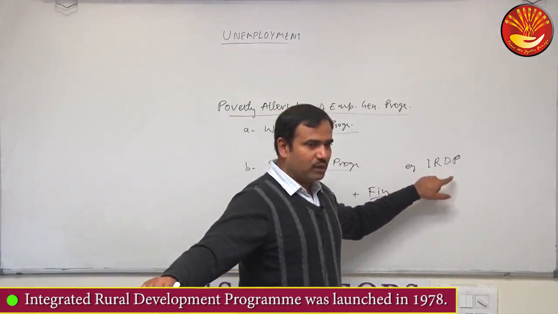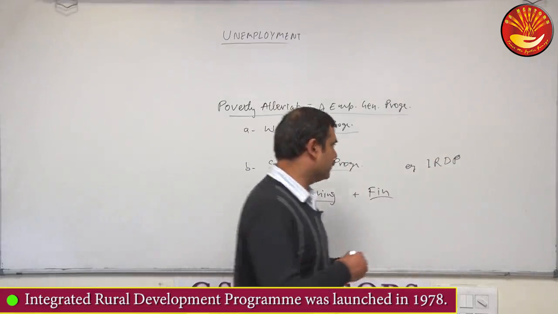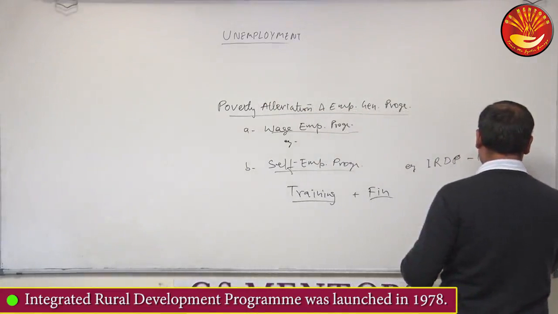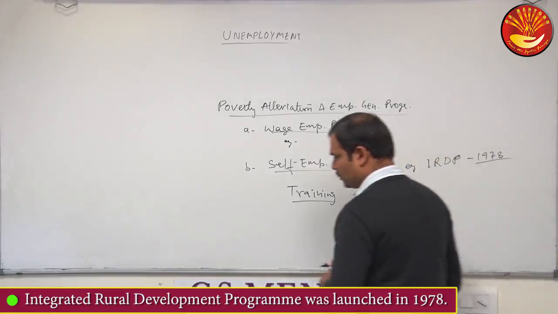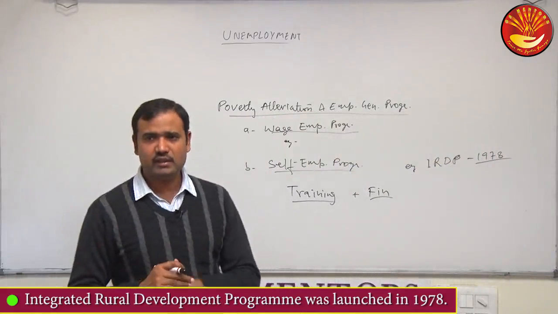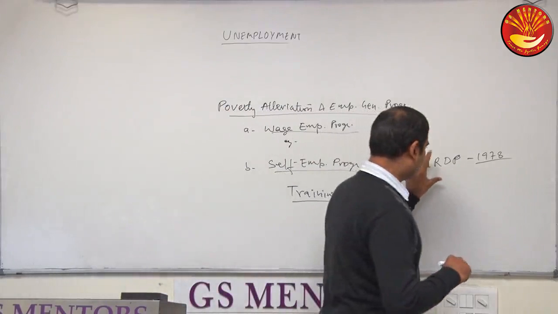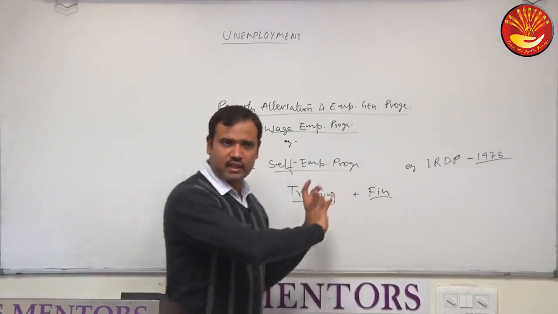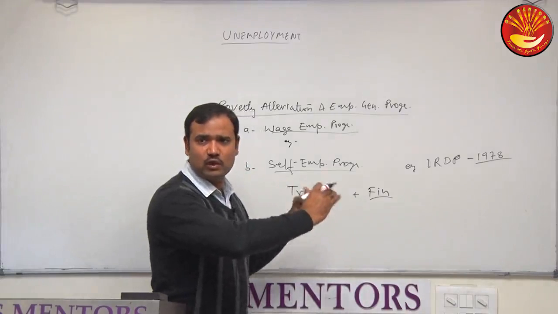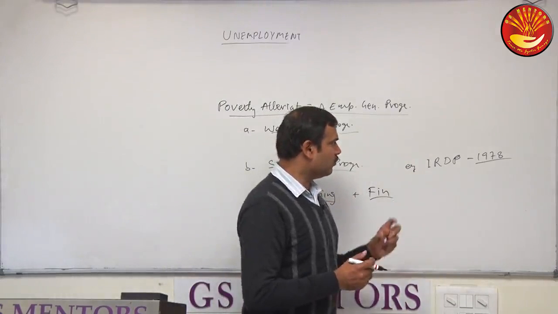Integrated Rural Development Program, IRDP. It was launched in which year? 1978. We will discuss later also. You may write down the name here itself. In this program, integrated means what? Training integrated with finance. And why was this program most important?